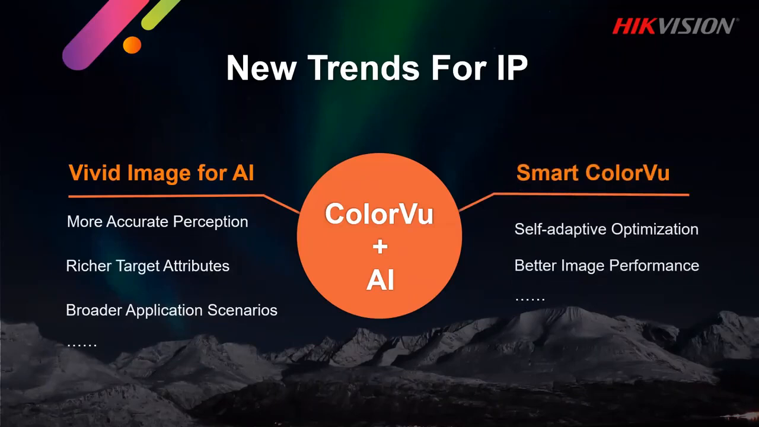Working to enhance AI technology, ColorVu can provide high efficiency image perception, rich details and attributes, which all aids in broadening the application of AI to new environments and users. Conversely, AI technology is able to help ColorVu develop with self-adaptive image improvement, better image quality and clearer targets.